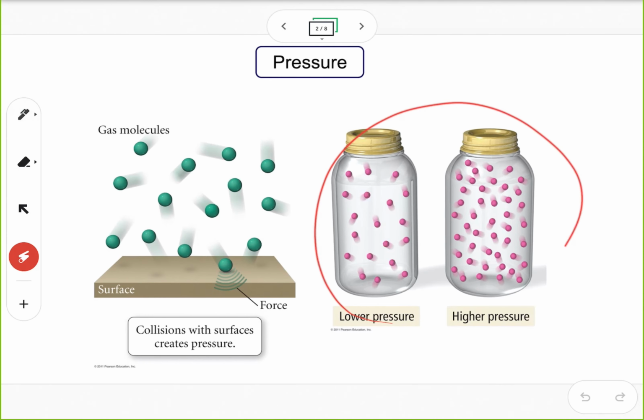And the picture on your right side tells us if you have fewer gas molecules in a container, then the pressure apparently would be lower because you have less collision force caused by fewer gas molecules. And if you have more gas molecules, of course, the pressure will be higher because you would have a stronger collision force caused by more gas molecules.